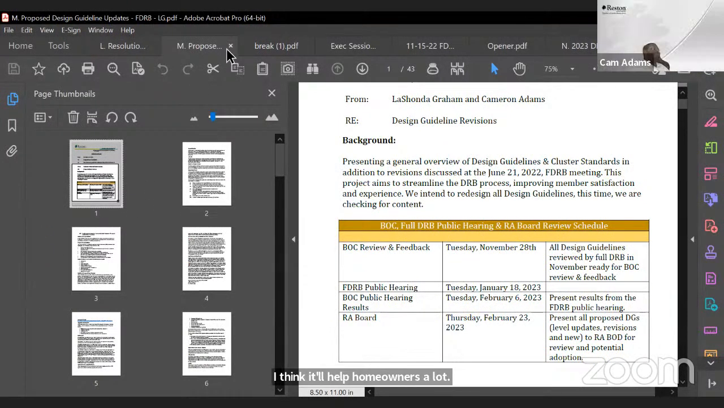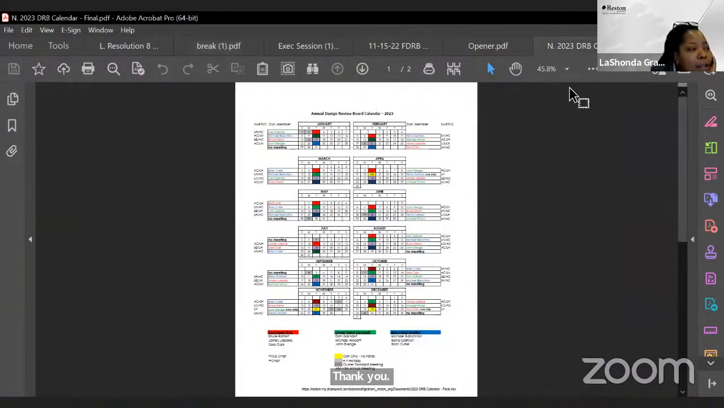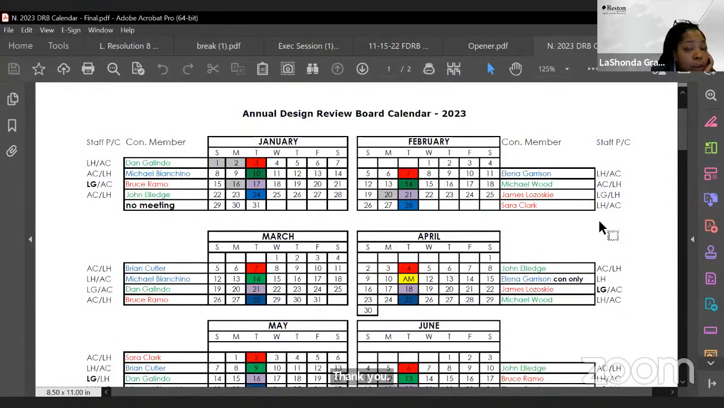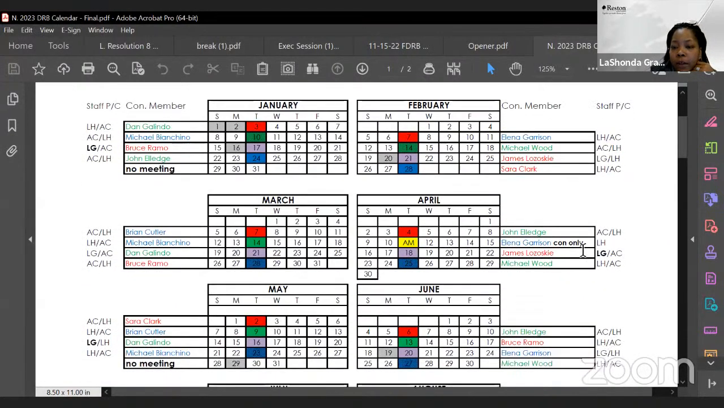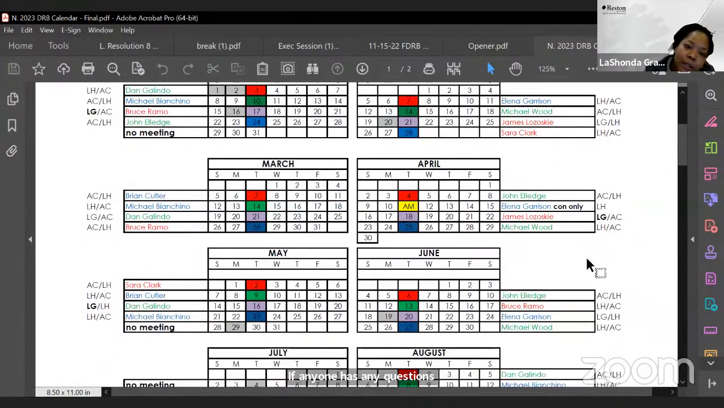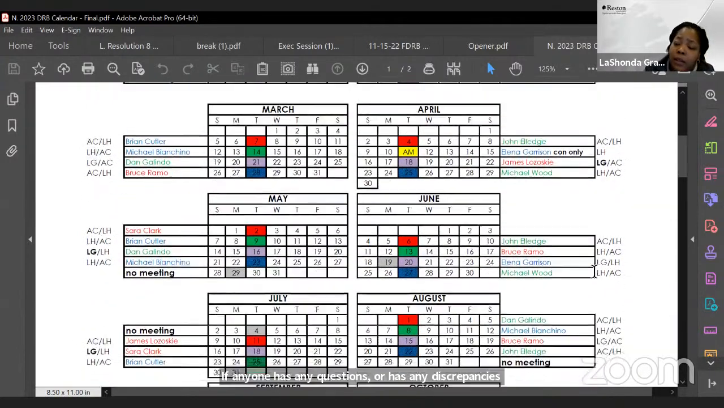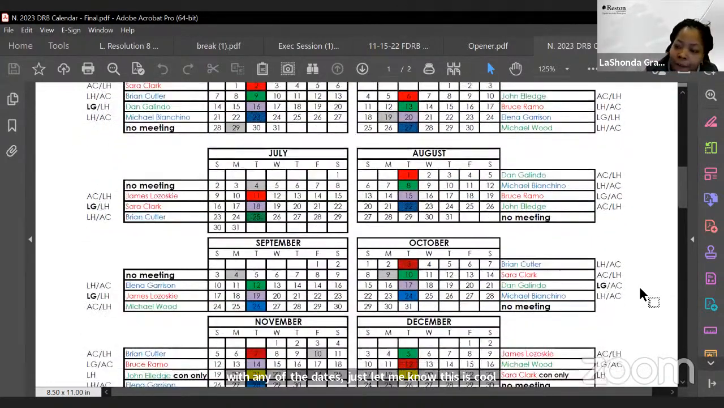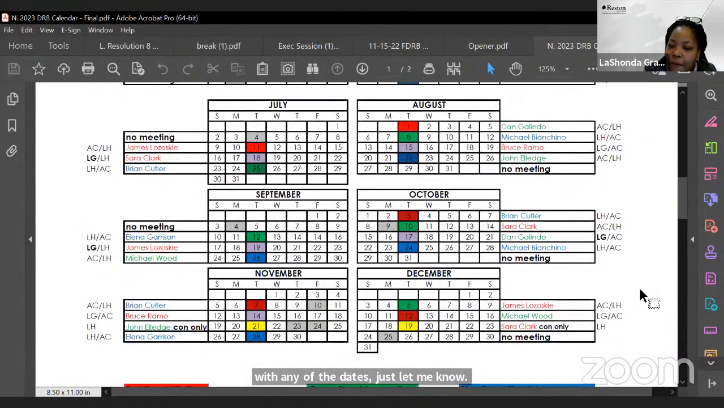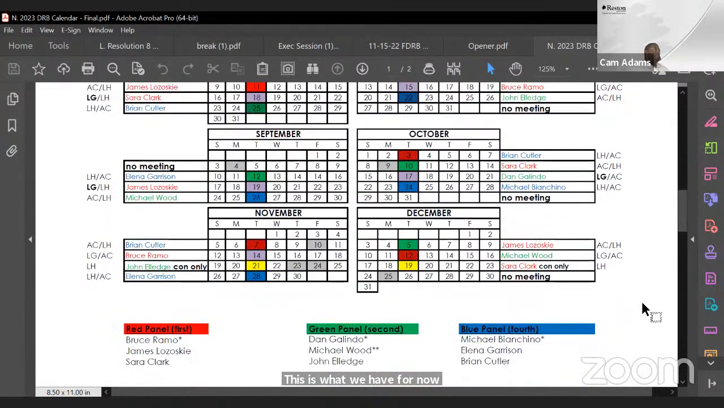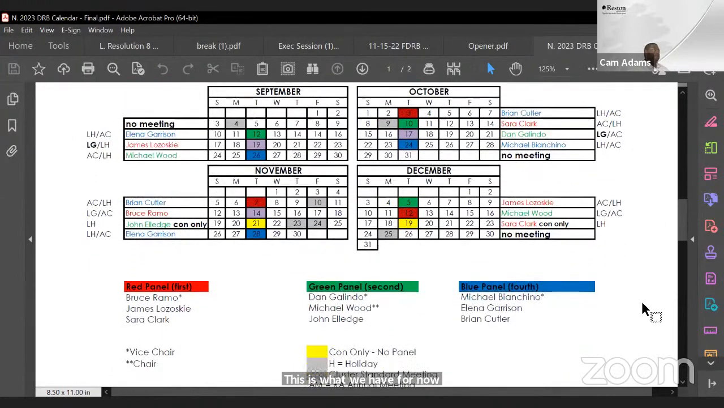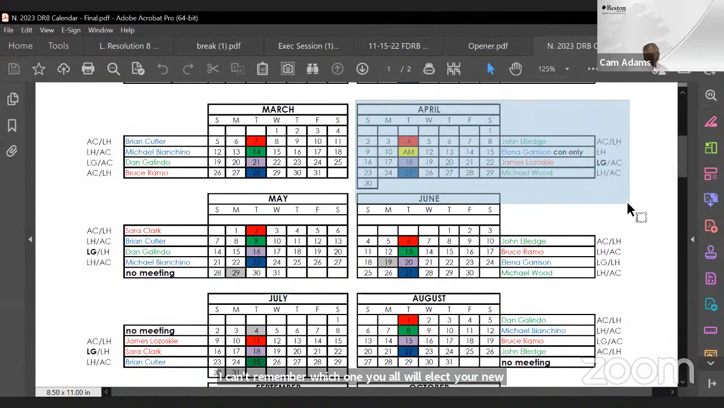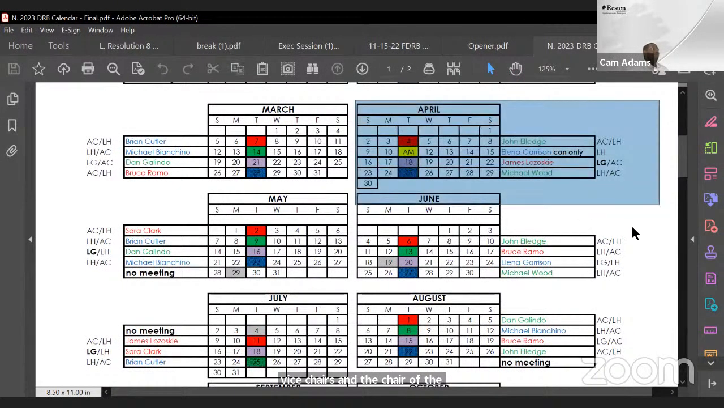All right, LaShonda, do you want to close us out with the calendar? Yes, lastly, we just have the DRB board calendar for 2023. If anyone has any questions or has any discrepancies with any of the dates, just let me know. This is what we have for now. So generally, every board meeting in April or May, I can't remember which one, you all will elect your new vice chairs and the chair of the DRB. So that will be changed in April.